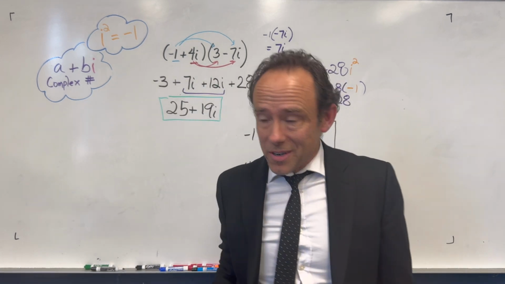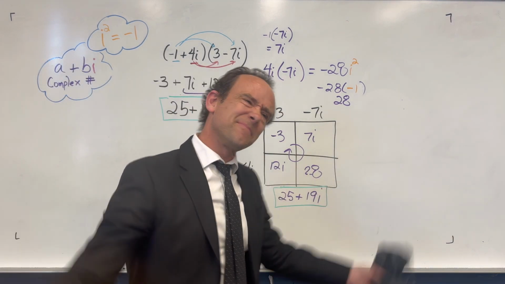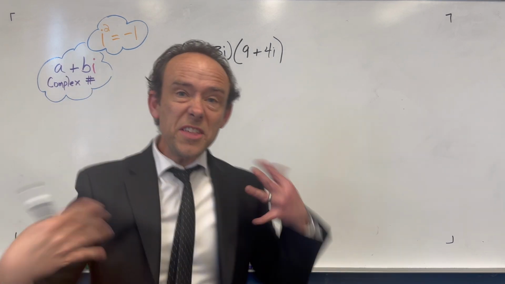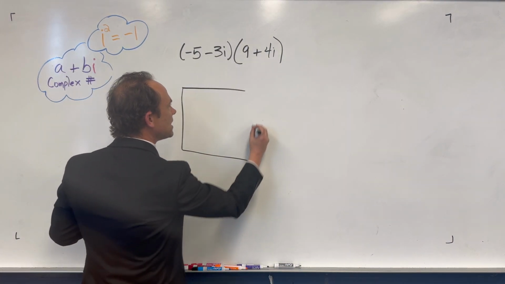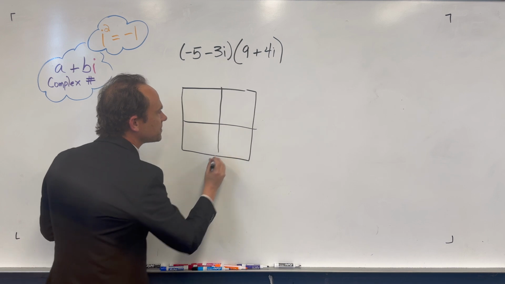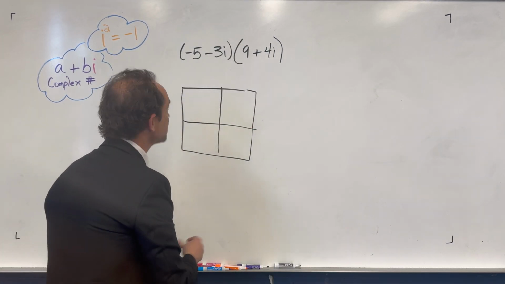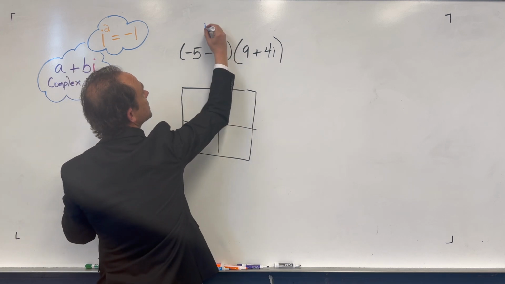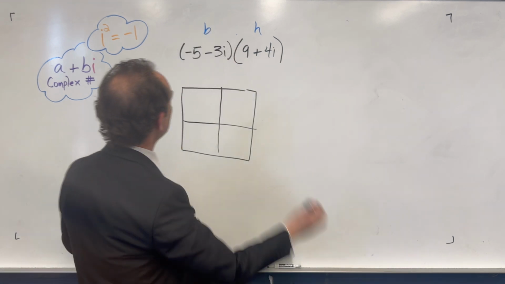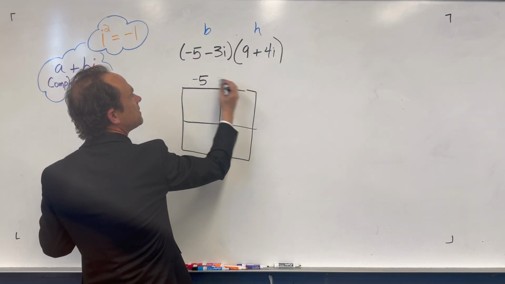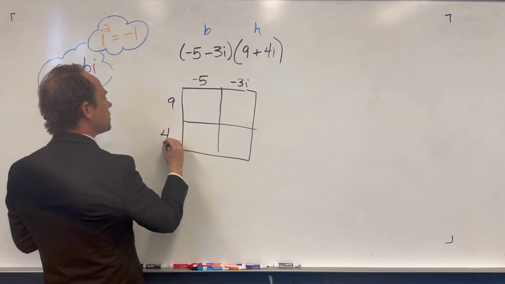You are ready for one more example? Well, two more, but one at a time. This time I'm going to start with the area model. So first thing you do is draw it up. Draw a rectangle. Break up your four quadrants, and let's put our dimensions. You could call this base times height if you'd like, or you could go the other way, doesn't matter. Let's do it. So base, I'm going to go -5, -3i. Up here, I got 9 and 4i.